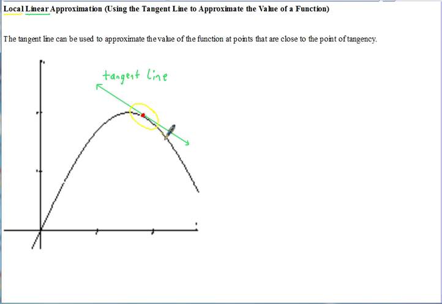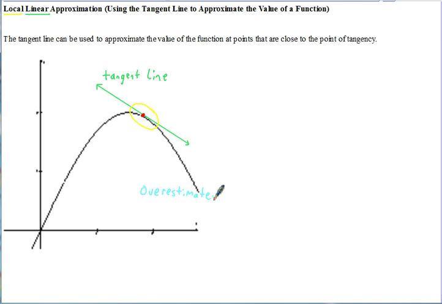Now if you notice, this one, the tangent line, lies above the graph. So if you use this tangent line to approximate the function, it would actually overestimate the value of the function.